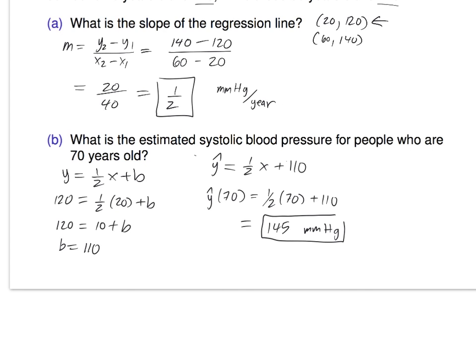Now, obviously this regression line is not going to describe everybody perfectly. Everyone's going to be a little bit different. For getting that b equals 110, if you were to put in the 140 and the 60, would that still come out the same? Yeah, definitely. You would have 140 equals 30 plus b. It doesn't matter which point you use, it will be consistent, unless you made a mistake.